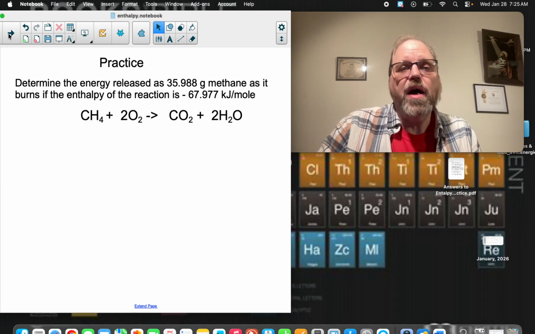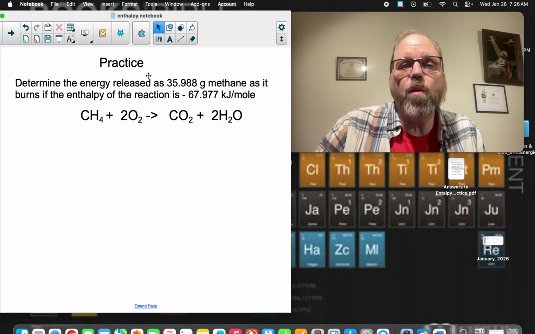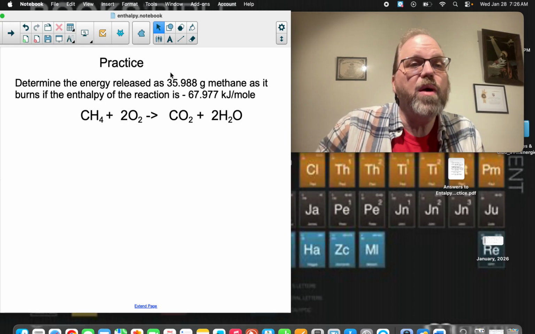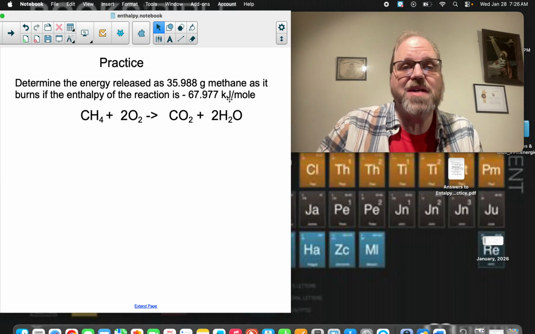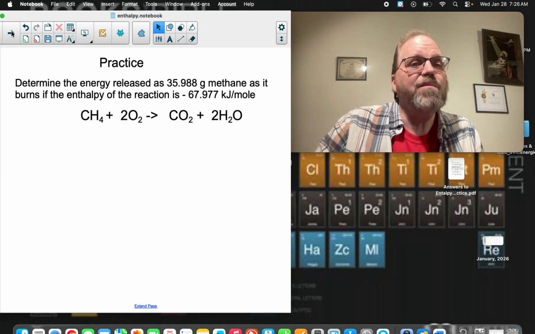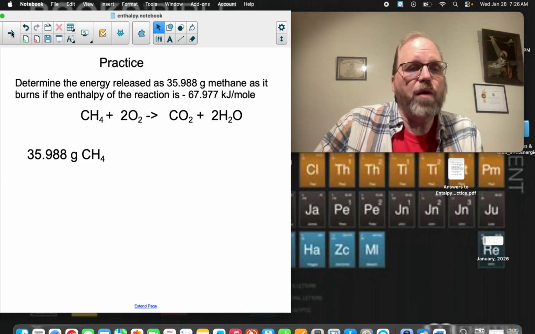Now we're not going to use the enthalpy equation here. We'll use the value that we have right there, and the reason is that this is going to be a unit conversion. That's negative 67.977 kilojoules per mole. So we take our value and we put it over 1.